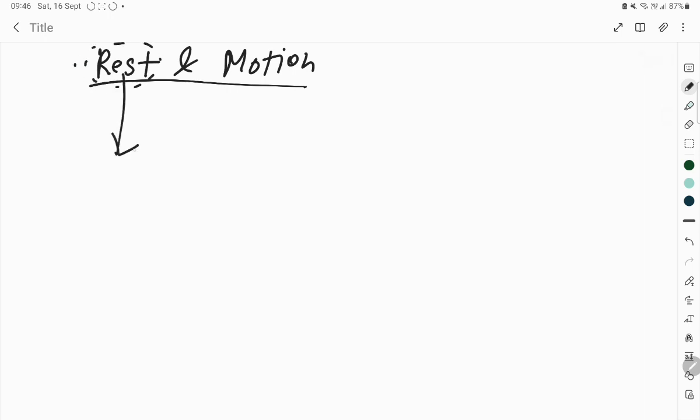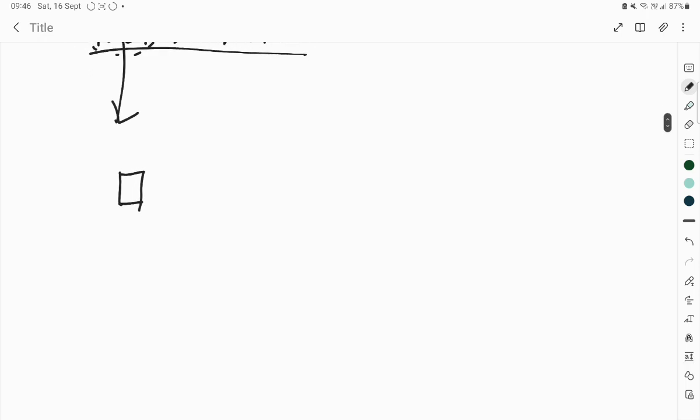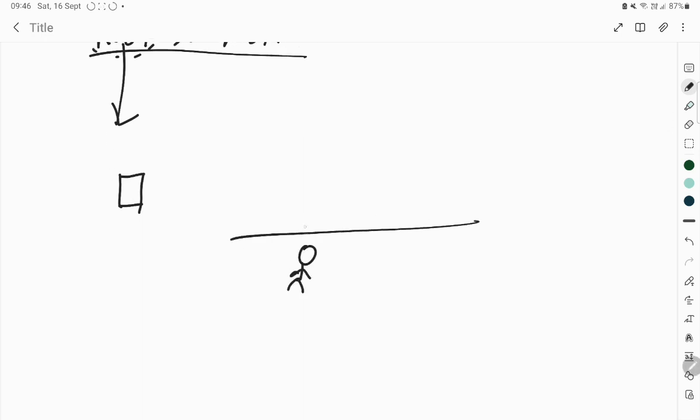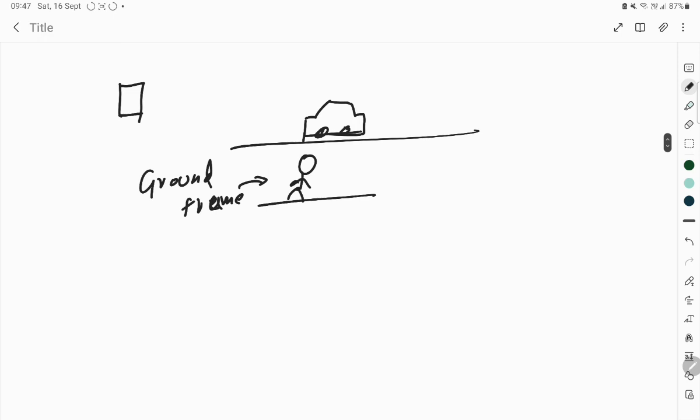Let's first come to rest. So, if an object is not moving with respect to a reference frame. Now, what is a reference frame? A reference frame is basically a dimension from which we are looking at the object. For example, if I'm standing on the ground and I'm looking at a car, then I am in the ground frame. So any motion around me is going to happen with respect to the ground frame.